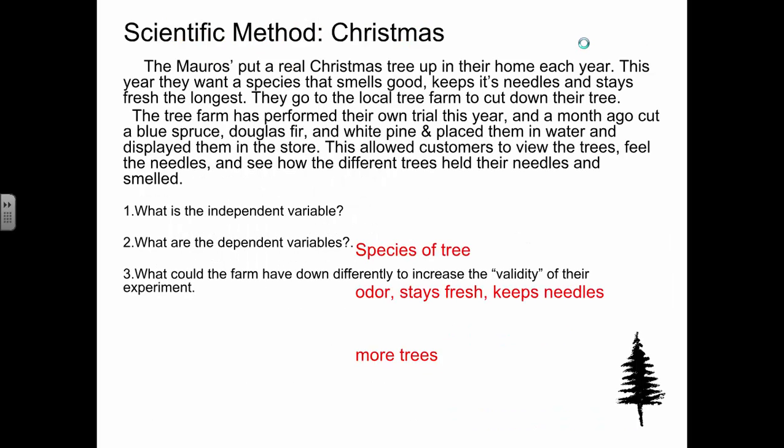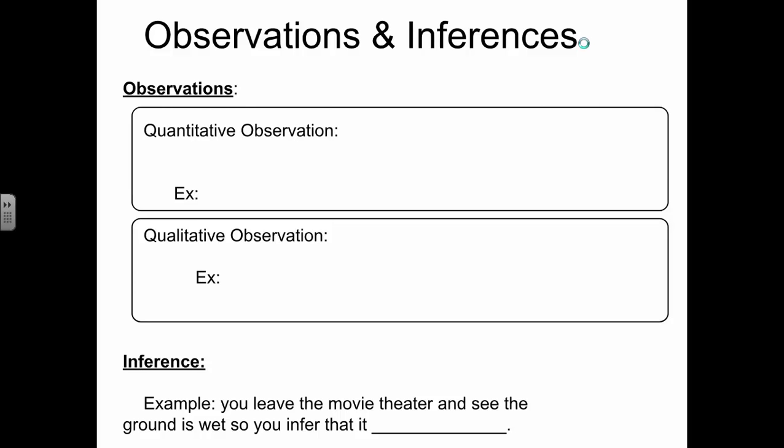All right, let's talk a little bit about observations and inferences. Have you heard of an inference before? Yeah. All right, so starting with observation. An observation is using your senses, using a tool sometimes, to collect information. And we have two categories of observations that we often make: quantitative observations and qualitative observations.